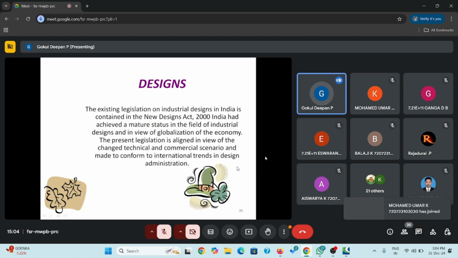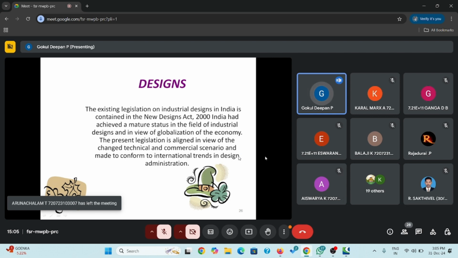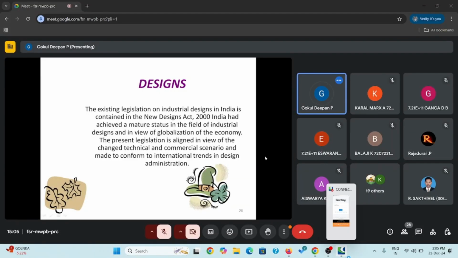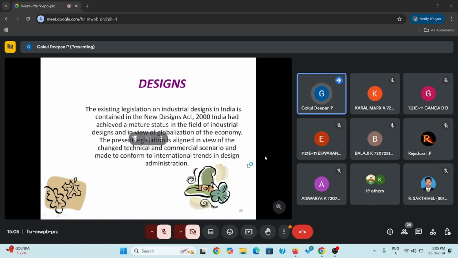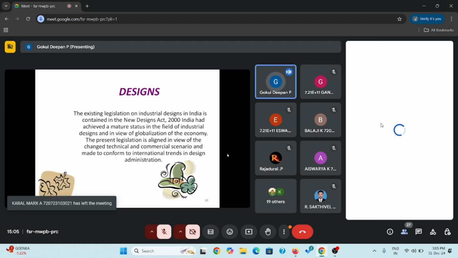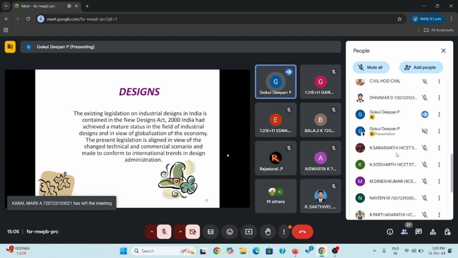The existing legislation on industrial designs in India is contained in the new Designs Act 2000. India has achieved major progress in the field of industrial designs in view of the globalization of the economy. The present legislation is aligned to the changed technical and commercial scenario and made to conform to international trends in design administration. Designs are going to play a vital role when the same type of product is produced with the same quality and the same price.